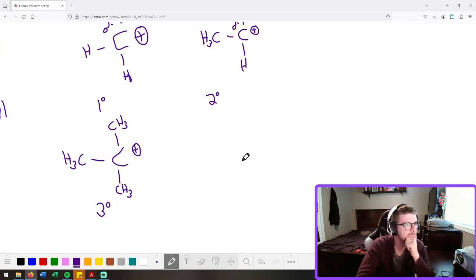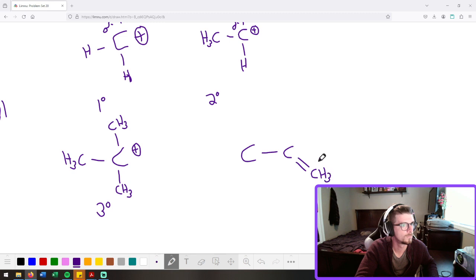So the other situation that we can have is if we've got a carbocation that is adjacent to a pi bond, which is more than a single bond, a double bond or a triple bond. Then we have resonance stabilization. So we can take the electrons from that double bond, break the double bond here, and move those electrons to form a double bond here.